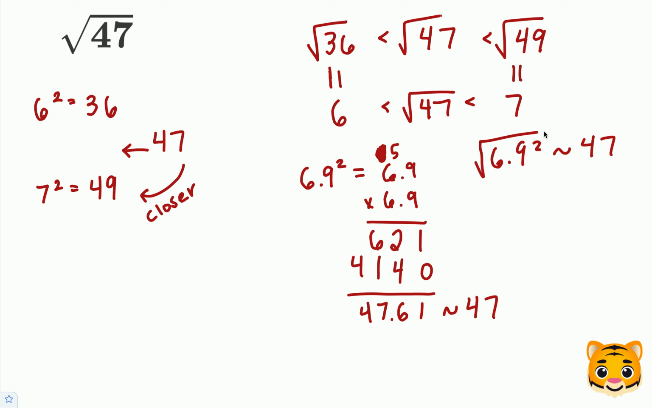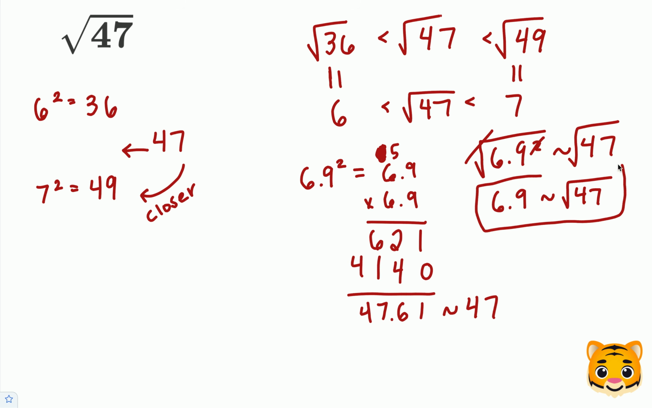We can then take the square root of both sides. Taking the square root of 6.9 squared cancels out the squared and the square root to give us 6.9 is approximately equivalent to the square root of 47. So now we have our approximation. The square root of 47 is about 6.9.